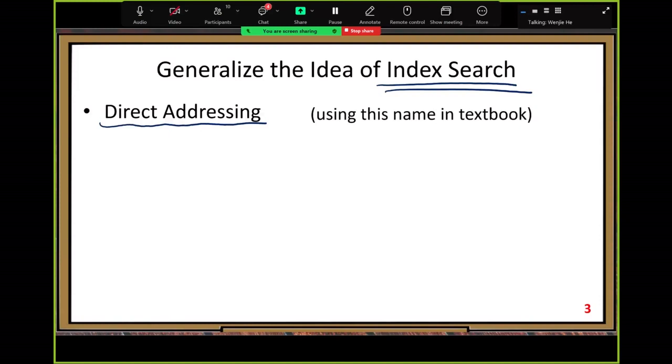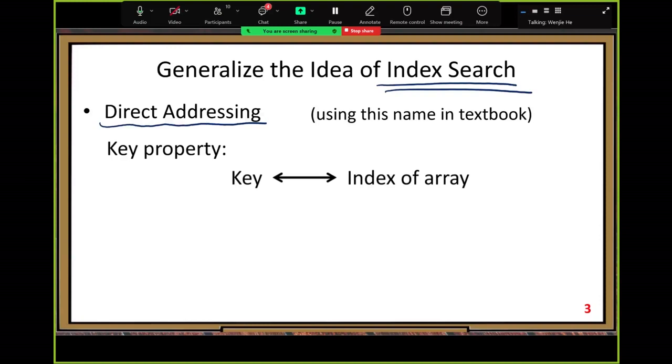The key property: there is a one-to-one correspondence between the search key and the index of the array. The search key is the array index, and the array index is the search key. Same thing. That's its key property. Now the main problem: this way, there is a huge problem, so nobody wants to use it in real-world applications.